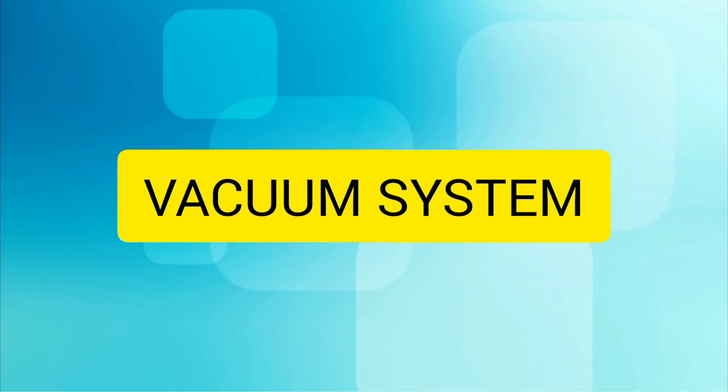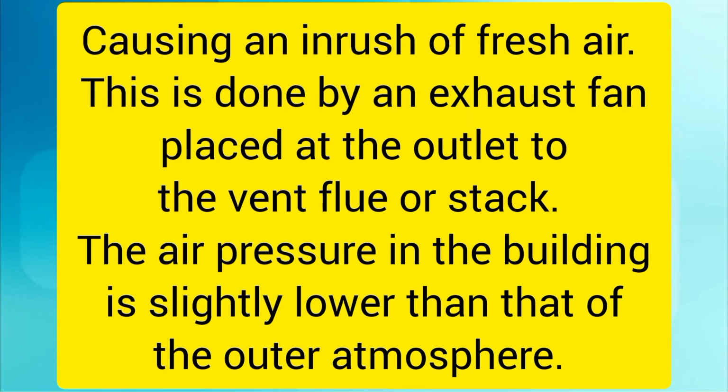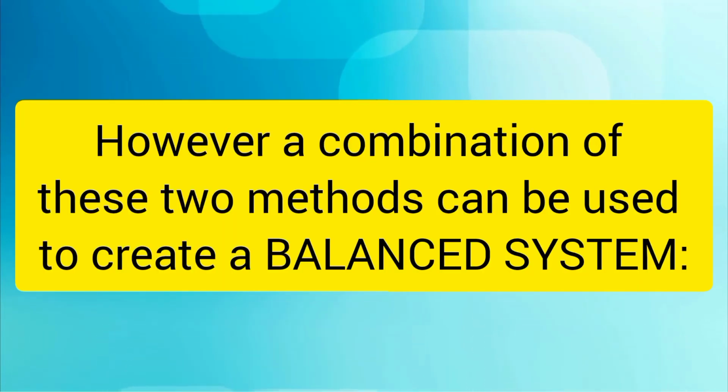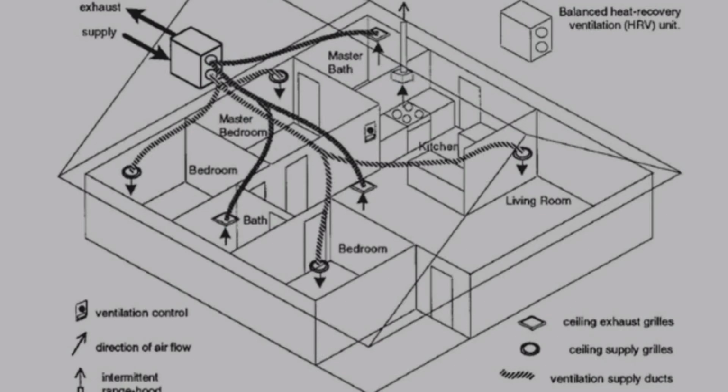Vacuum system: causing an inrush of fresh air. This is done by an exhaust fan placed at the outlet to the vent flue or stack. The air pressure in the building is slightly lower than that of the outer atmosphere. However, a combination of these two methods can be used to create a balanced system.